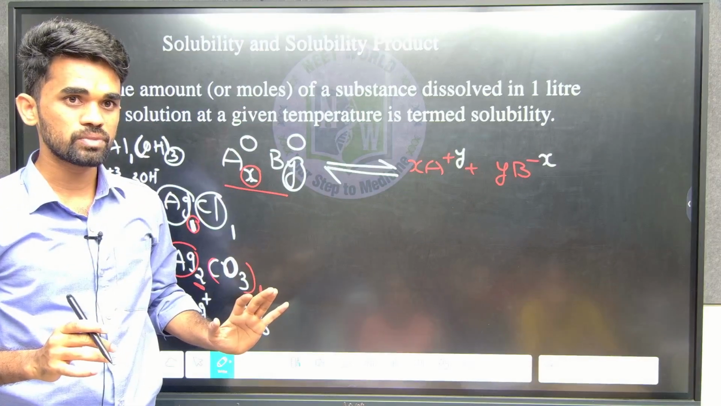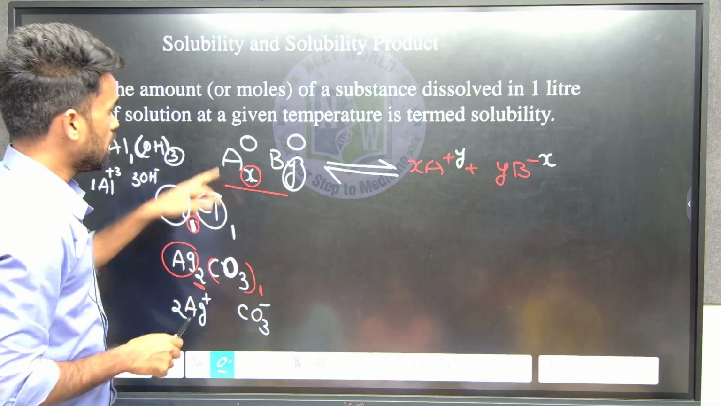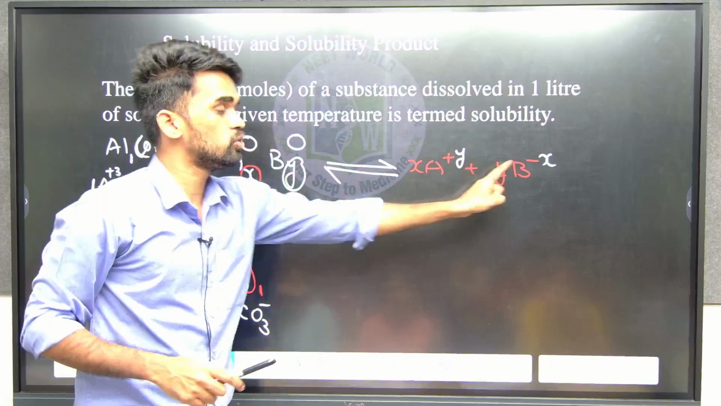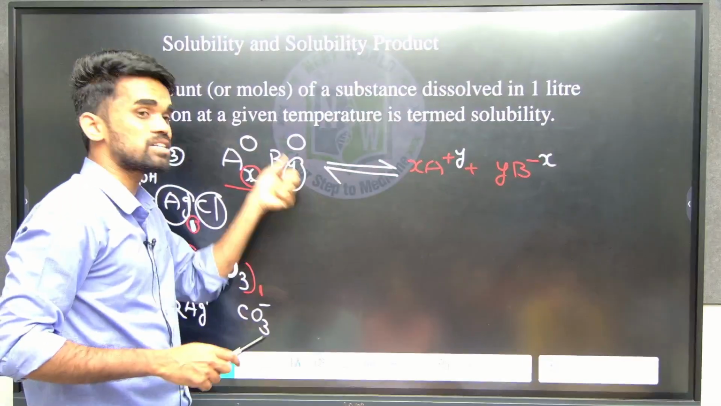Everyone, clear what I am doing? Clear or not? How many A ions are there? X. How many B ions are there? Y. So like that you write. Charges you should balance by the crisscross method like this.